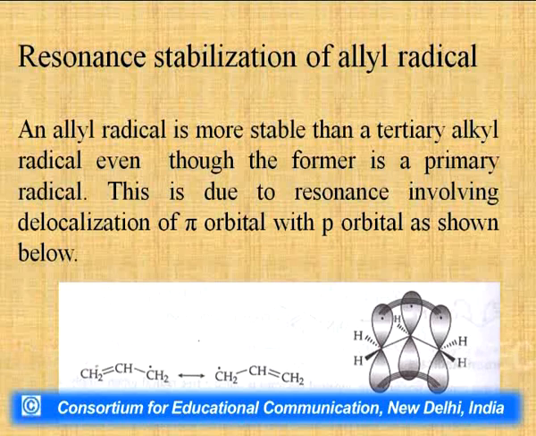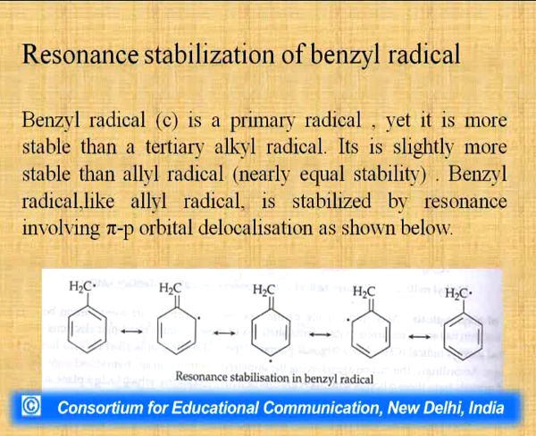This is because of resonance involving delocalization of the pi orbital with the p orbital, as shown below. You can see pi-p delocalization in the allyl radical, and the two canonical forms of the allyl radical. So, it is more stable than the tertiary alkyl radical.